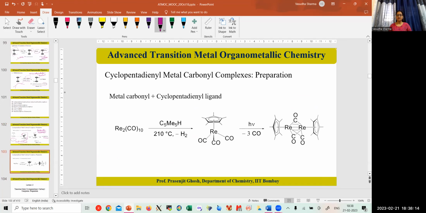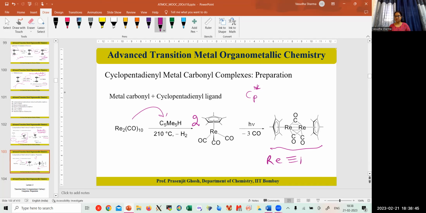Similarly, if we make a metal carbonyl directly react with this cyclopentadienyl ligand, where this is a Cp star. Cp star is nothing but where every hydrogen is substituted with methyl. And in the presence of light, it will release its carbonyl. So this reaction is like two molecules of this particular complex. When it undergoes further loss of carbon monoxide, this will give you a dimer having rhenium-rhenium triple bonds. This we will take up later.